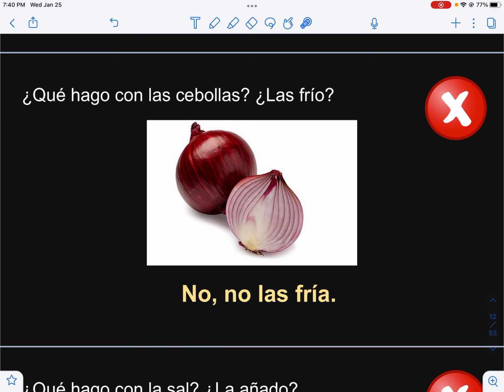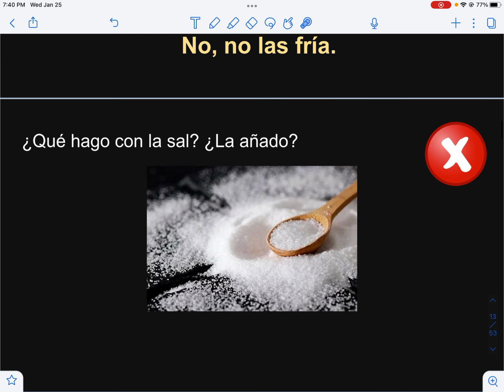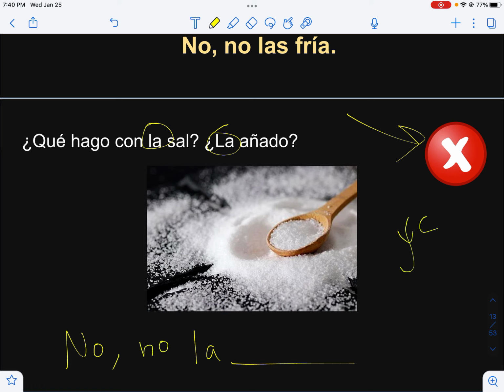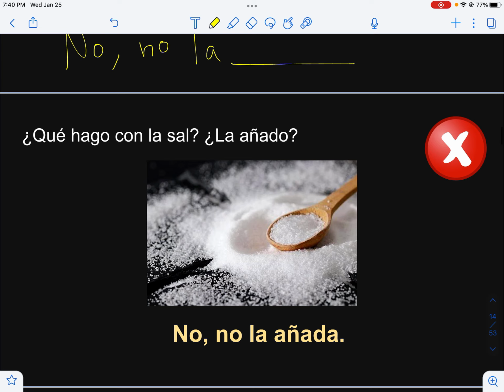Awesome. Continuing on. La sal. La añado. Again, we've got la as our pronoun. So we're going to put that before our verb. We know it's a negative, so please do not do that. No, la. And then you do your yo to flip from añadir, giving you añada. No la añada.